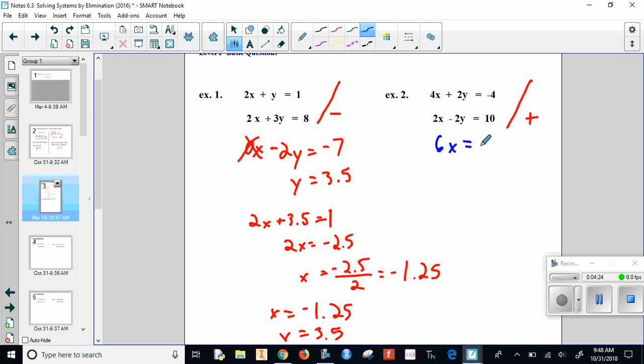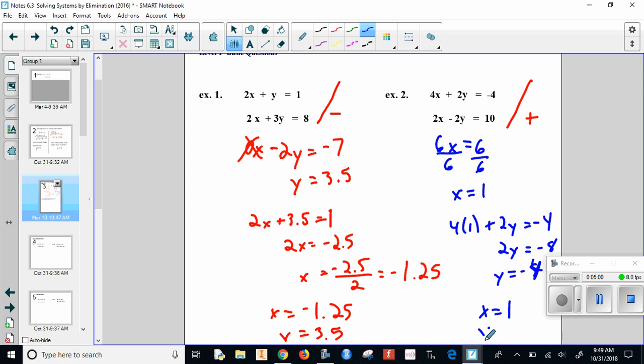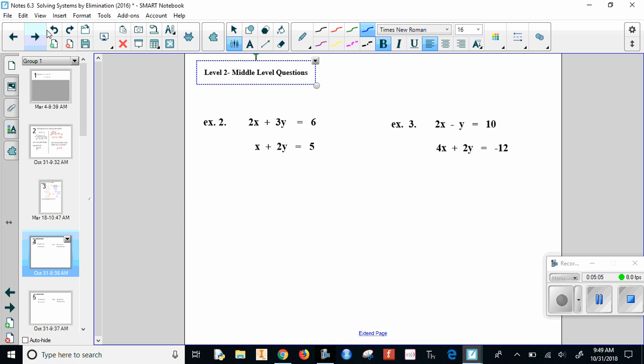And if I add negative 4 and 10, I get 6. So if I divide both sides by 6, my x is going to equal 1. Well, that's nice and easy. Now, if I plug 1 into either of these equations, it doesn't really matter. Let's do the top one. I'm going to have 4 times 1, which is 4, plus 2y equals negative 4. If I subtract 4 on both sides, negative 4 minus 4 would be negative 8. Divide by 2, and y equals negative 4. So now my x equals 1, and my y equals negative 4. One down. Two more levels to go.